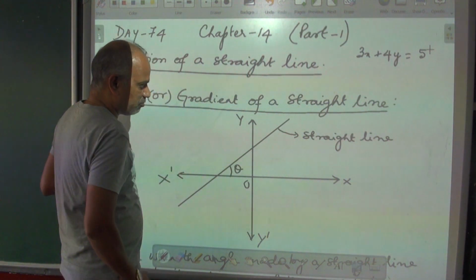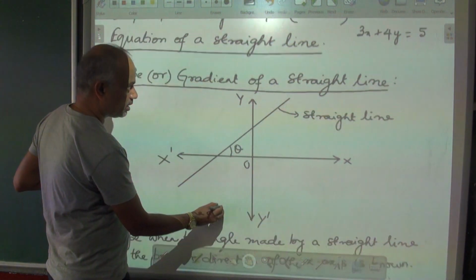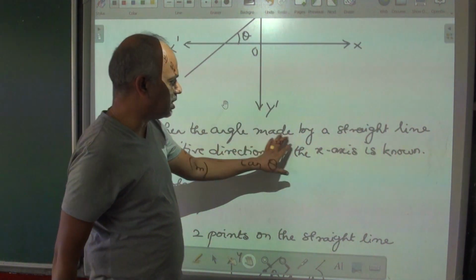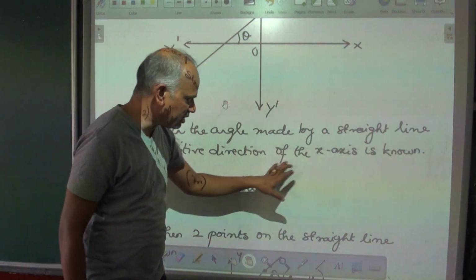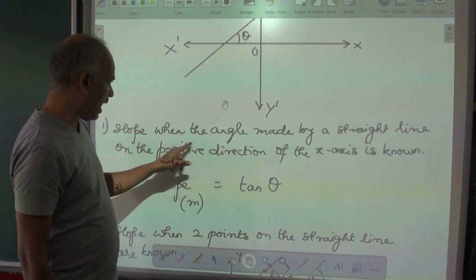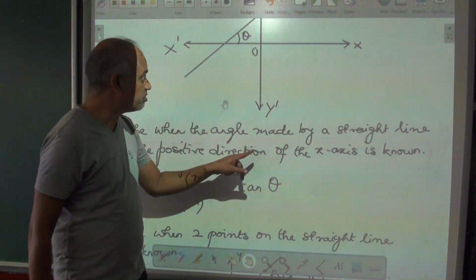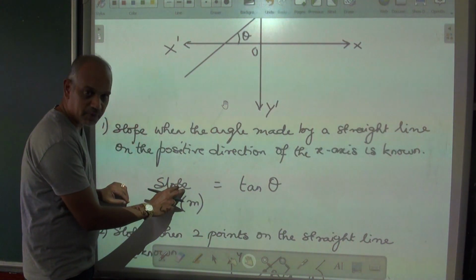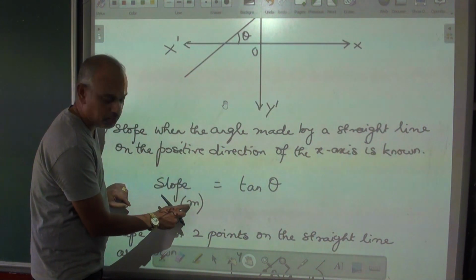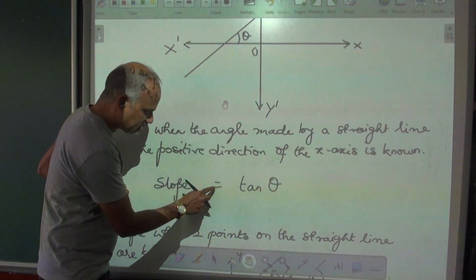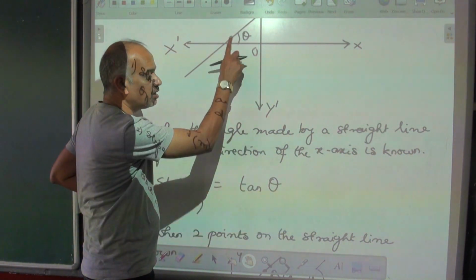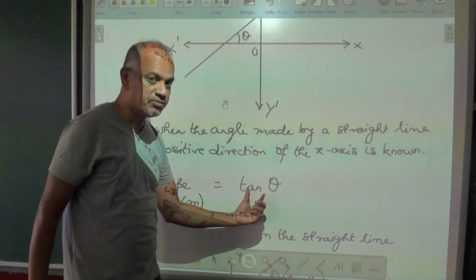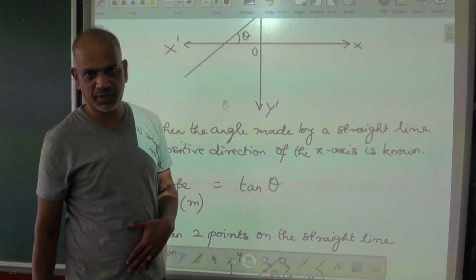So the formula for finding slope of a line when the angle made by the straight line on the positive direction of the x-axis is known. The angle made here was theta. If it is so, slope, which is represented by small m, slope is always represented by small m, is given as tan of the angle made there. So tan theta's value will give you the slope of that straight line.